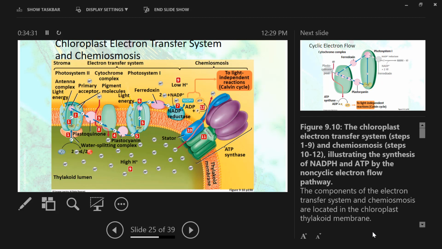Micah, and does somebody else have a hand up? Micah: Can you explain again what plastoquinone and plastocyanin are? They're electron acceptors. Now, plastoquinone, in addition to being an electron acceptor, is also a hydrogen pump. Plastocyanin is not. It's just an electron acceptor.